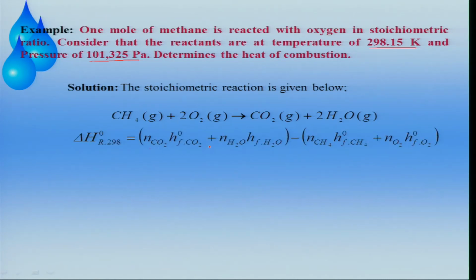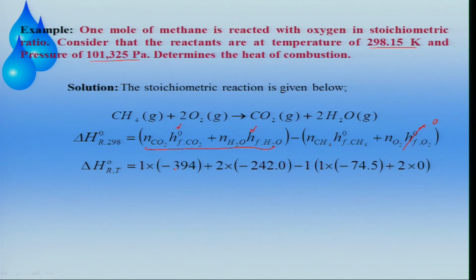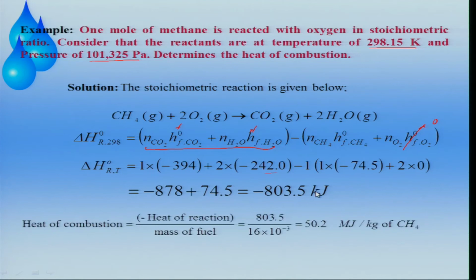From this, I can write down the heat of reaction, which I can get from the table using heat of formation, and similarly for oxygen, of course, the heat of formation will be 0, right. If I substitute these values from the table for carbon dioxide and water, you need to use the heat of formation according to whether it is a gas or a liquid, which is very important. Similarly for methane, you substitute these values. When you do this, you will get minus 803.5 kilojoule, keep in mind that. And the heat of combustion will be the heat of reaction, of course, with the minus sign becoming positive, divided by the mass of fuel. In this case, for 1 mole you put in the molecular weight, and you will get 50.2 megajoule of heat generated when you burn 1 kg of fuel.